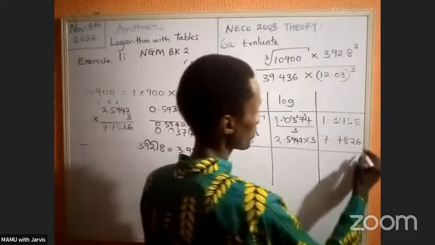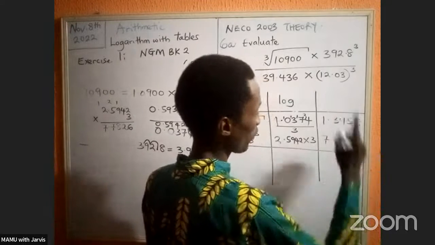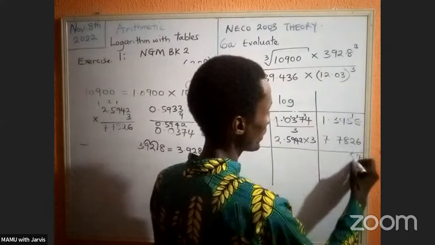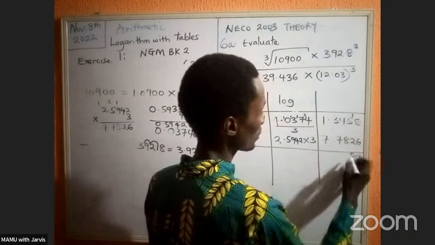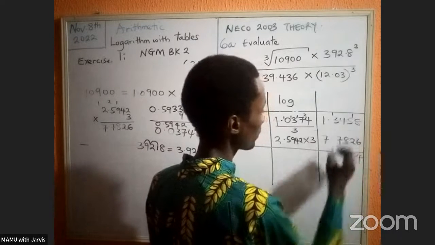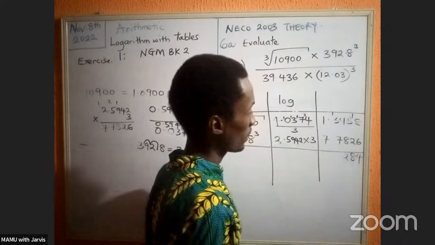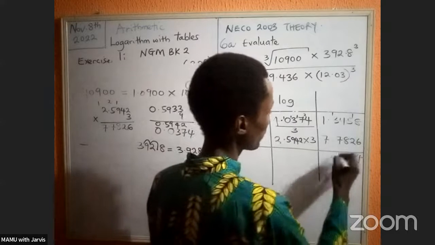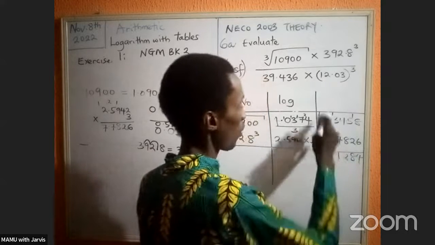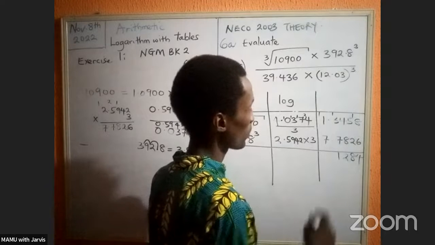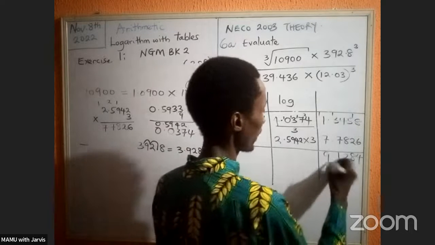So 8 plus 6 will give me 4, a carry of 1. 5 plus 2 plus 1 will give me 8. 4 plus 8 will give me 12, carry of 1. 3 plus 7 will give me 10 plus 1, 11, carry of 1. 1 plus 1 will give me 2. 2 plus 7 will give me 9.